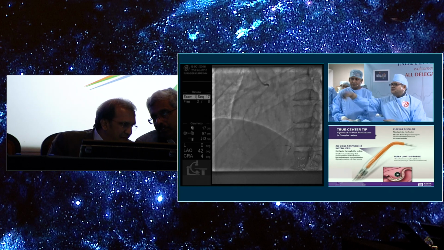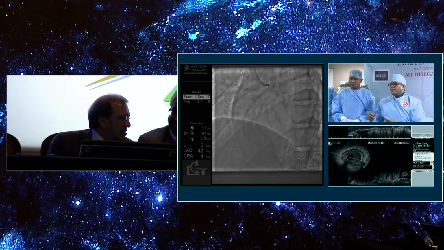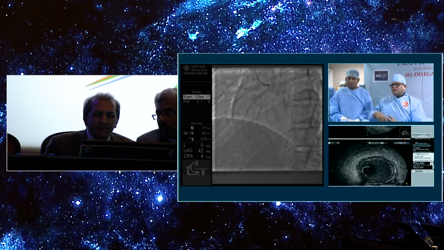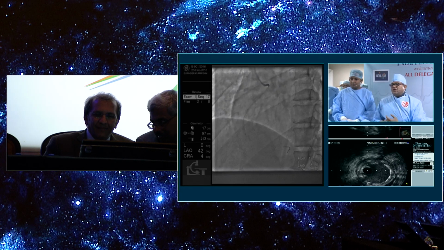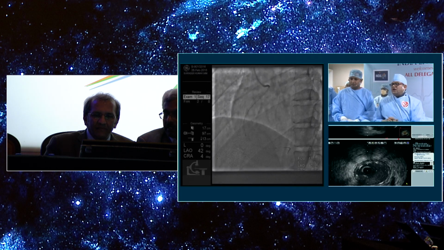Can you show the IVUS? So here's the IVUS. It's not coming. Yeah, it's coming. So IVUS does show a well-opposed stent throughout. Distally, there was a fibrotic lesion which we already dilated with the 3.5 millimeter balloon at 24 atmospheres.